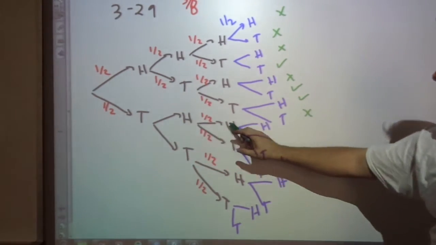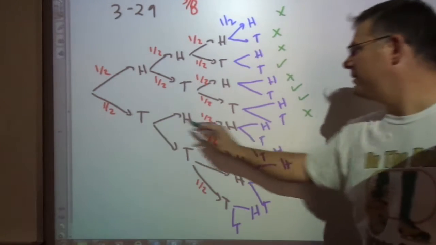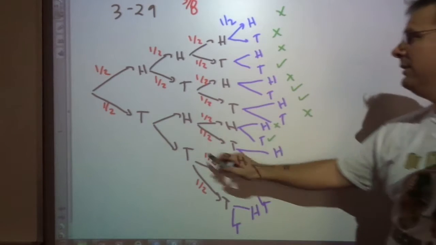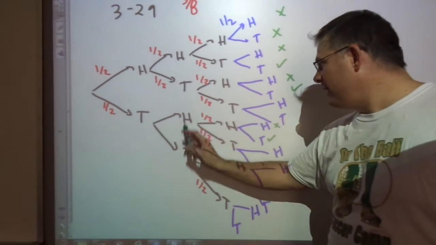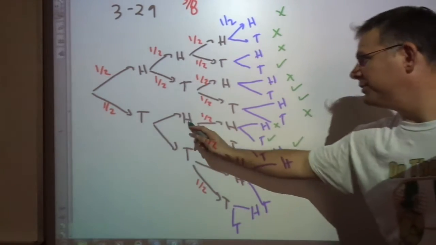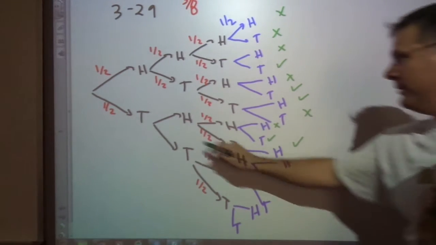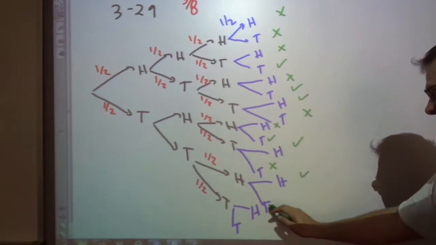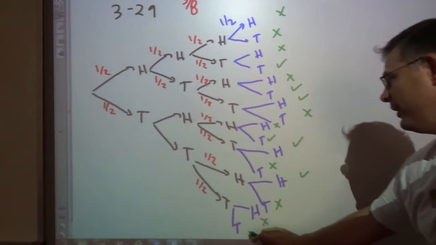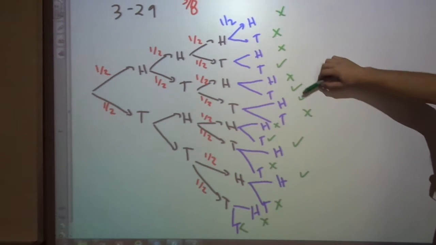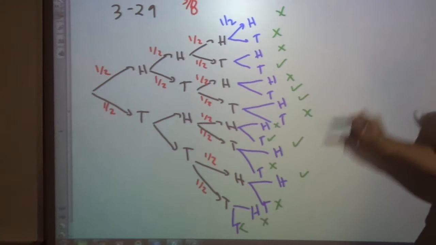Tails, heads, heads, heads, no. Tails, heads, heads, tails, that's yes. Tails, heads, tails, heads. Tails, heads, tails, tails is no. Tails, tails, heads, heads. Tails, tails, heads, tails, no. And no, and no. So how many of these 16 do we have? 1, 2, 3, 4, 5, 6.